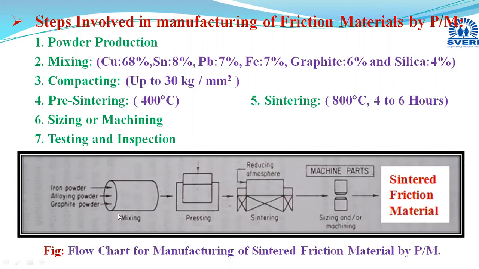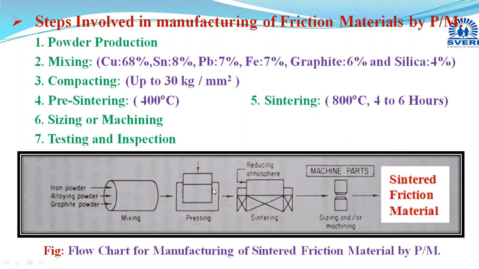Here I will explain it by drawing: this is the mixer or your rotating drum. Here you can mention all the powders: graphite, iron, and then copper, tin, lead. Like this, all powders you have to mention here, and the mixing is done and it is subjected to the compacting or pressing stage. Here the pressing or compacting is done in three stages.